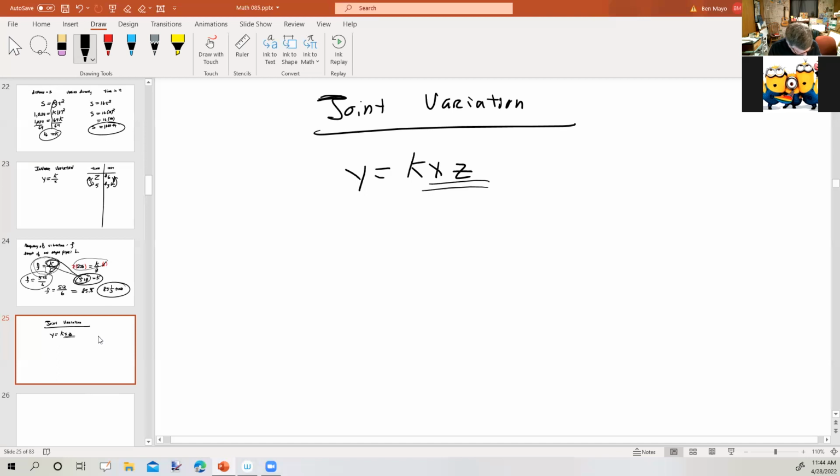Okay, let's see here. Oil storage. The number of gallons of oil that can be stored in a cylindrical tank varies jointly as the height of the tank and the square of the radius of its base. The variation constant is 23.5. Find the number of gallons that can be stored in the cylindrical tank shown. Okay, so let me draw a picture of the tank.